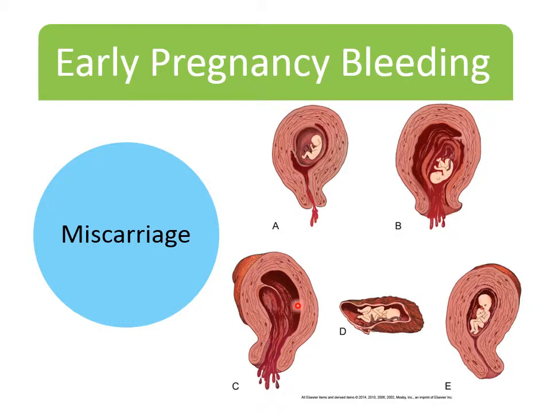Slight bleeding may occur with mild cramping. D here is a complete miscarriage. You see the fetus wrapped in the placenta. All of the products of conception have passed.